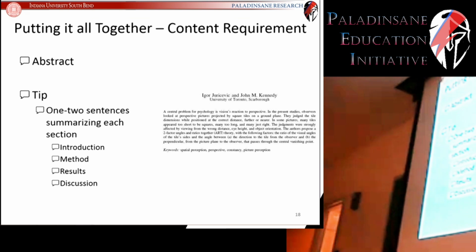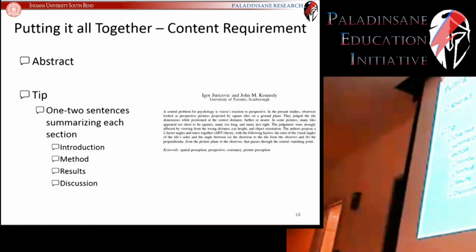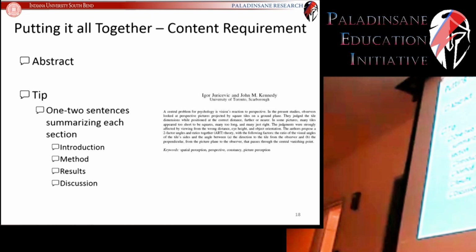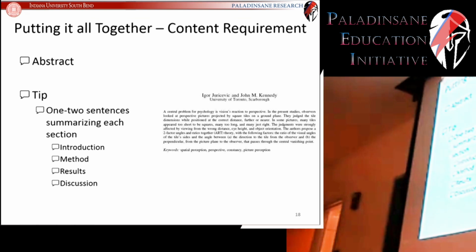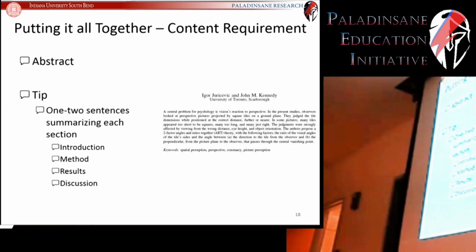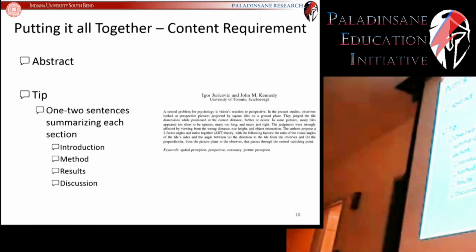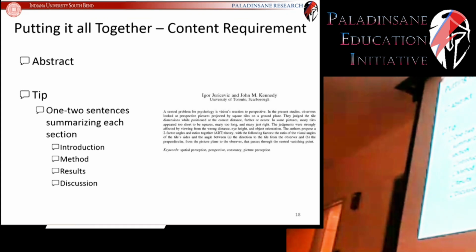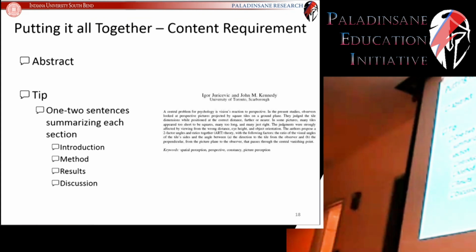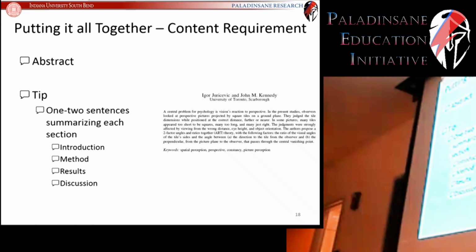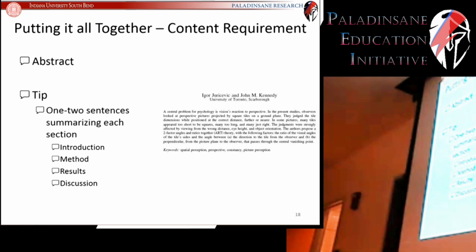In the present studies, observers looked at perspective pictures projected by square tiles on a ground plane. Sentence number 1. They judged the dimensions while positioned at the correct distance, farther or nearer. 2 sentences, method is summarized. And we start the results. In some pictures, many tiles appeared too short to be square, many too long, and many just right. The judgments were strong, so that's 1 sentence. The judgments were strongly affected by viewing from the wrong distance, eye height, and object orientation. 2 sentences. Results are done.